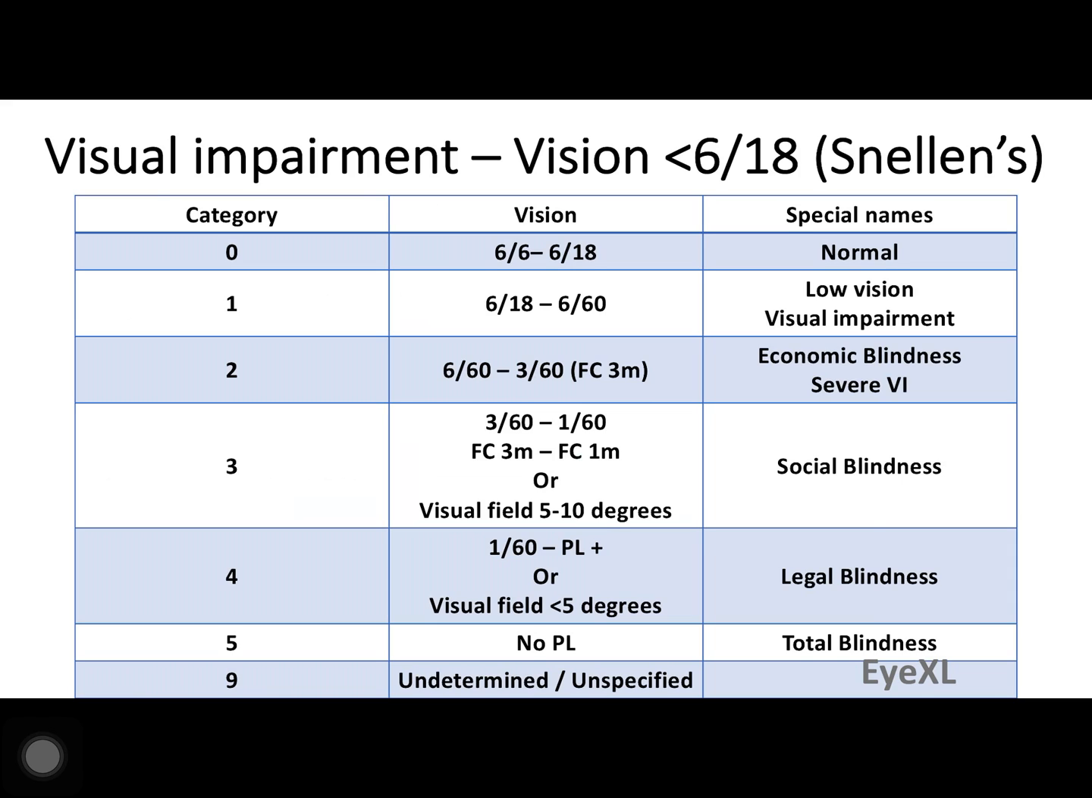Category 4 is vision 1/60 to only perception of light present or visual field less than 5 degrees from this fixation from the macula. This is also called legal blindness because it has legal implications such as job opportunities, employment options, so on and so forth. Category 5 is absolutely no light present in either eye, no perception of light present in either eye, and this is also called total blindness. There is a category 9 also that has been introduced in 1992 definition. So this is an undetermined or an unspecified blindness.